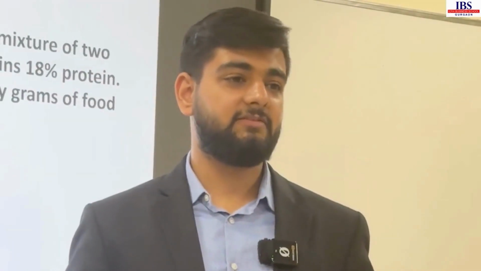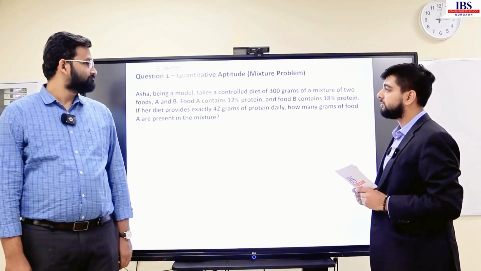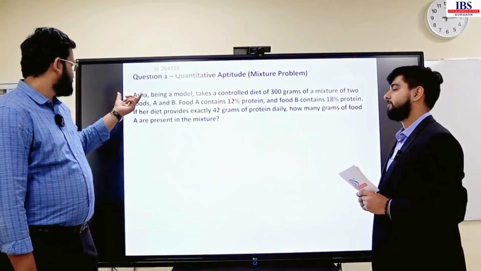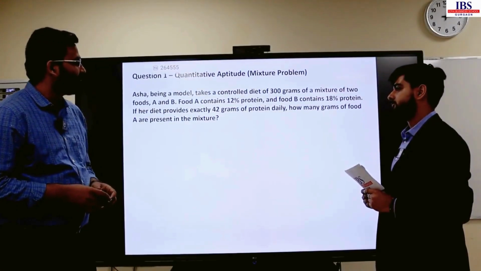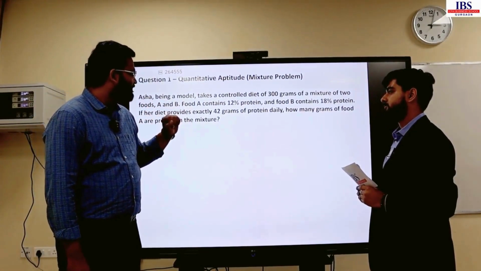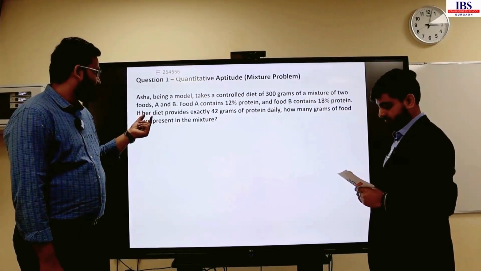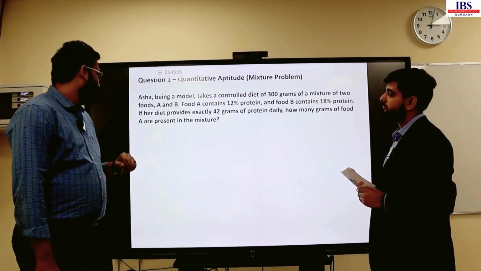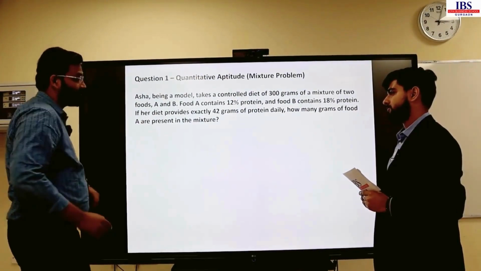Let's get started right away with our first question. My first question is related to quantitative aptitude. How to tackle these questions? See, let's first start the question. Asha, being a model, takes a controlled diet of 300 gram of a mixture of two foods A and B. Food A contains 12% protein and food B contains 18% protein. If a diet provides exactly 42 gram of protein daily, how many gram of food A are present in the mixture? So see, this question belongs to mixture.